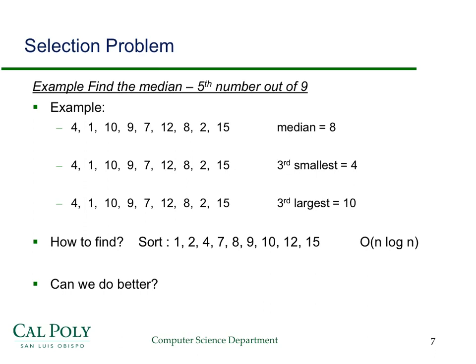So here's some examples. Here's a data set with 9 values, and if we want to find the median, which is the 5th number out of the 9, it turns out if you, for instance, sorted these, you'd see that the median number is 8. If you wanted the third smallest number, you'd see that it would be 4, and if you wanted the third largest number, it would be 10.